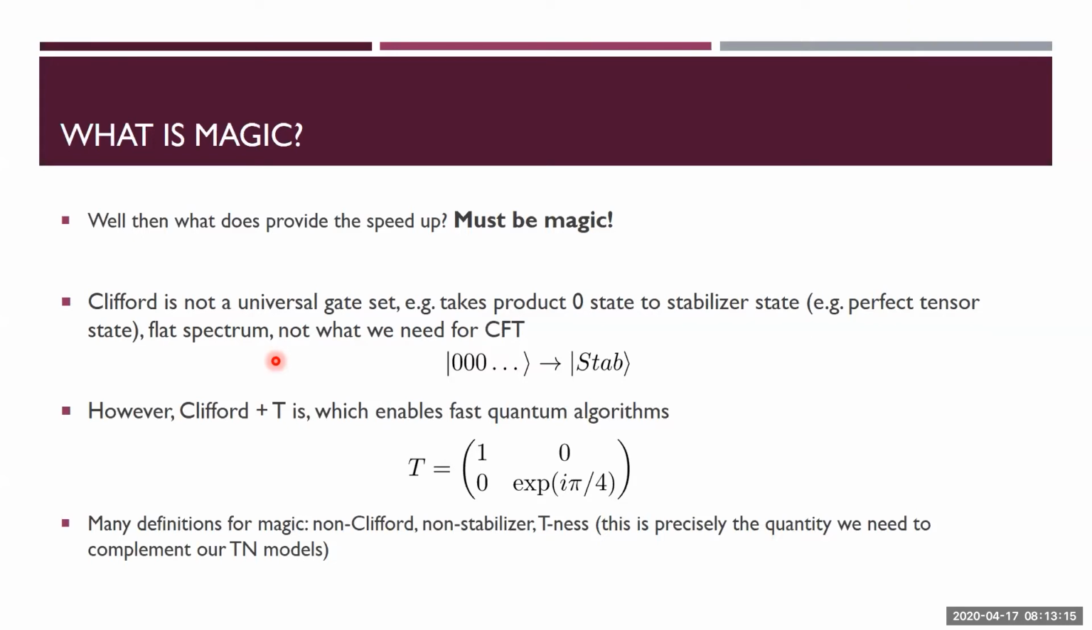Right. So I guess my point is just that this definition of T-ness as a quantification for magic is a little bit gauge dependent, right? Because you can choose many different choices for your state. Sure. Like I could have picked... sure. Yeah, absolutely. There are a bazillion different definitions, but mostly the focus is on non-Clifford, non-stabilizer.